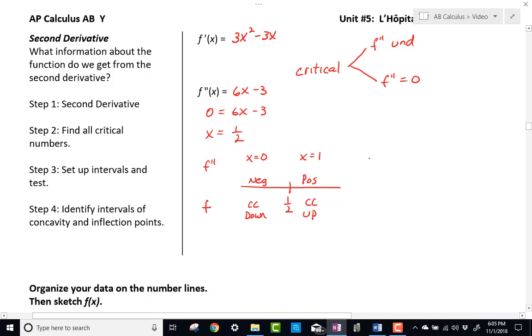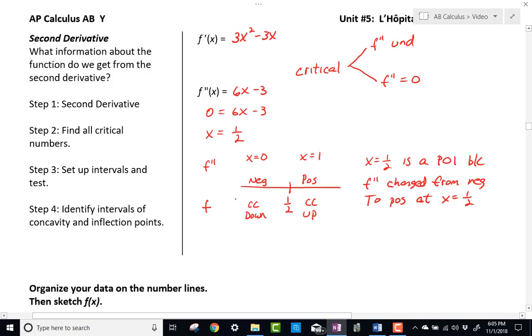So what all this implies is that x equals 1/2 is a point of inflection because f double prime changed from negative to positive at x equals 1/2. That's how we know that that's a point of inflection: we have to change from negative to positive.